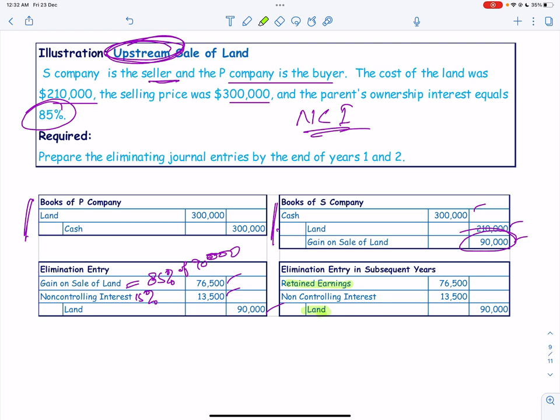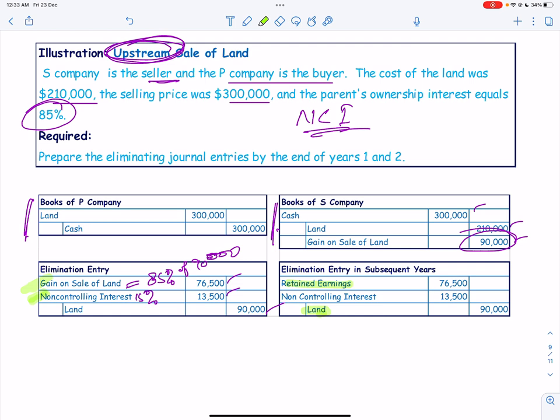Now, because the parent company owns 85% of the subsidiary equity, simply put, we are going to reduce the gain in upstream intercompany sales of land of 90,000 by reducing the non-controlling interest share in gain on sale of land by 15% and reducing the 85% parent share in gain on sale of land by 85%.